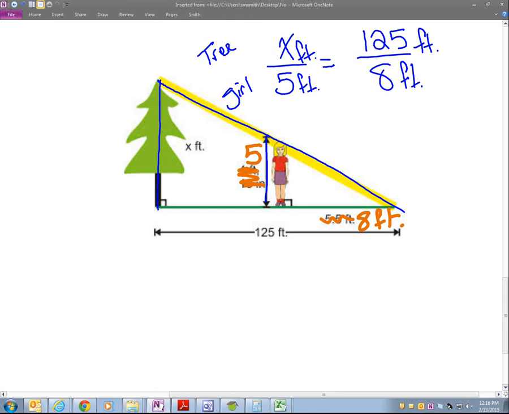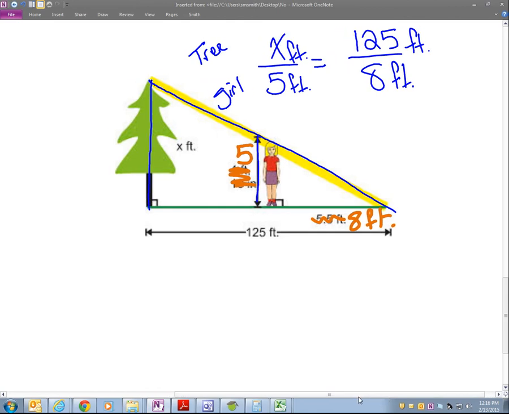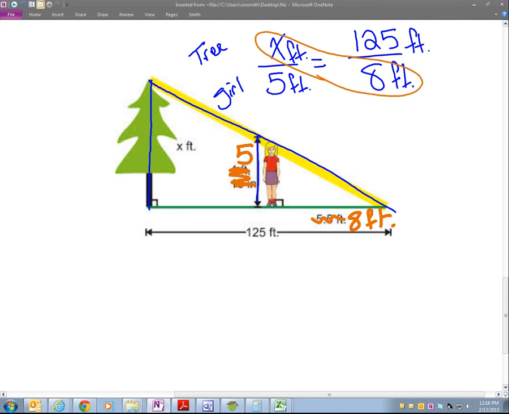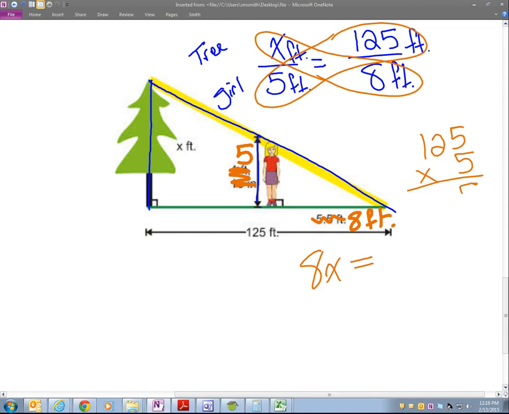Okay. Then the next question asks us to do the cross multiplication, or cross product rather. 125 times 5 and x times 8. So we have 8x equals 125 times 5, and since we can't use calculators, I'm going to work this out right here. 625.